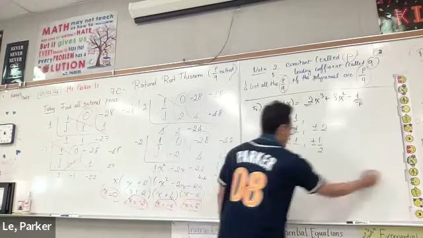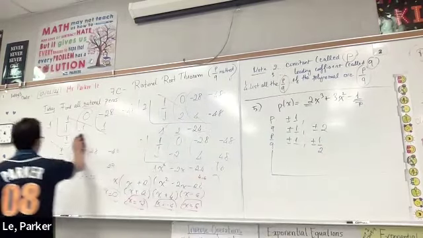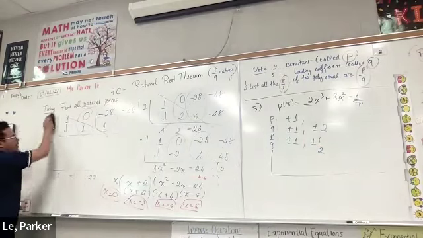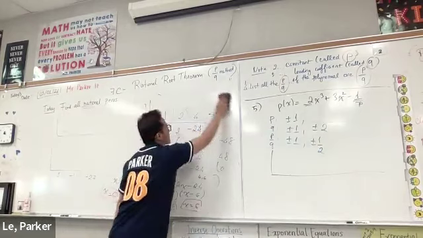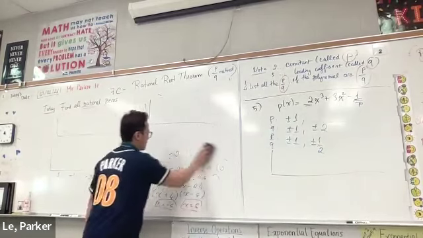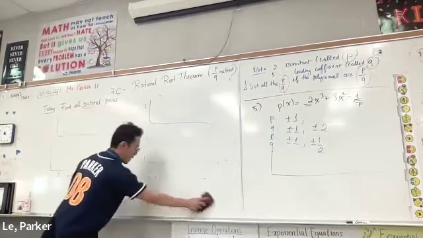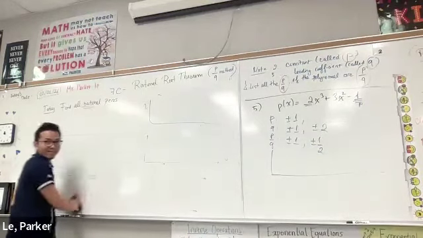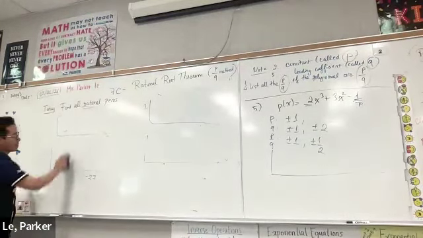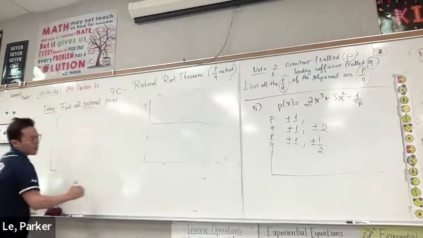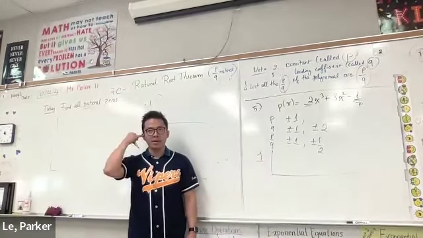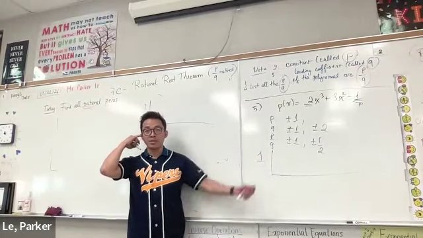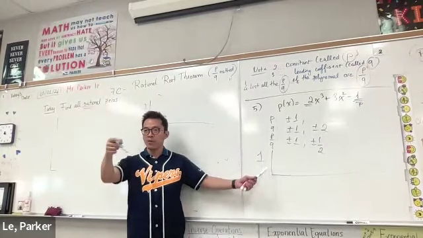Okay, so what number do you want to try? Positive 1. Okay, let's try 1. I want you to help me with synthetic division. Give Irma 1 point. I want you to help me with the synthetic division. All right, Ruby, let's go.